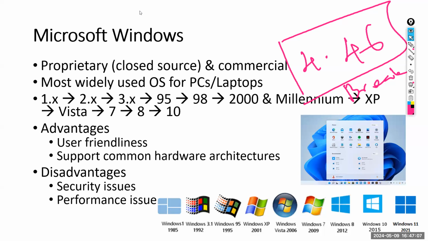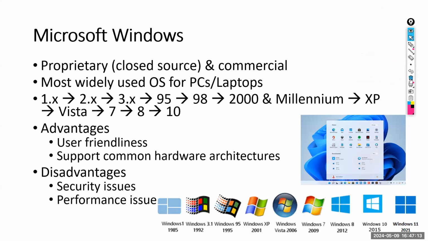Okay, so let's continue with some of the operating systems. Now you know the classification: single user single task, single user multitask, multi-user multitask, real time. There's nothing called multi-user single task, because it doesn't make sense, right? Multi-users, but one user can do only one task. That is not practical.